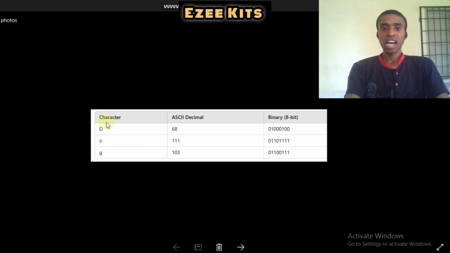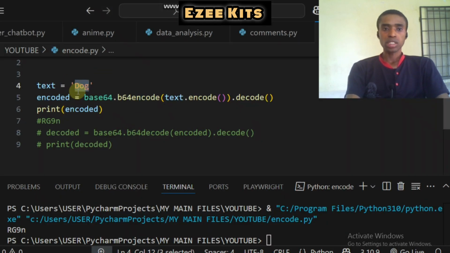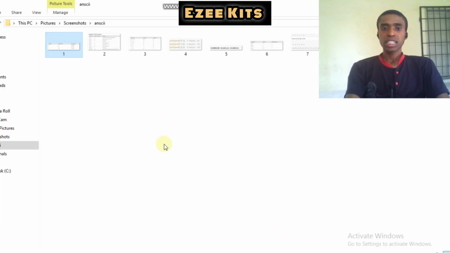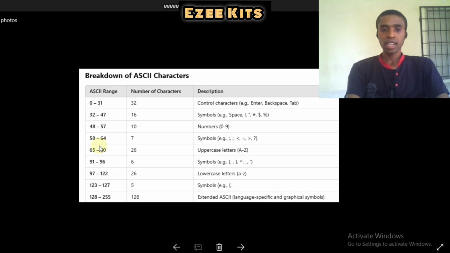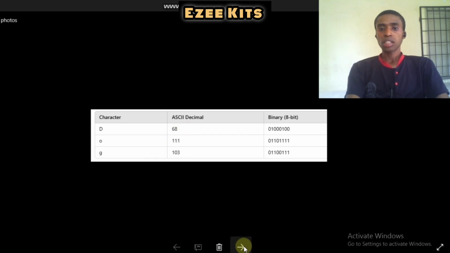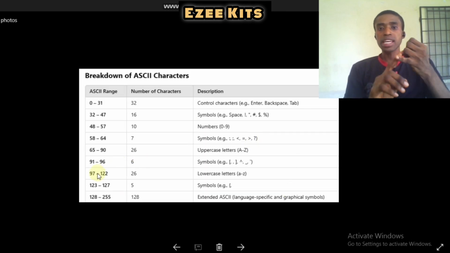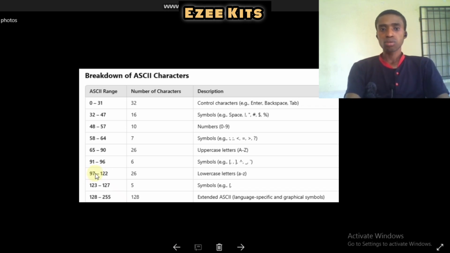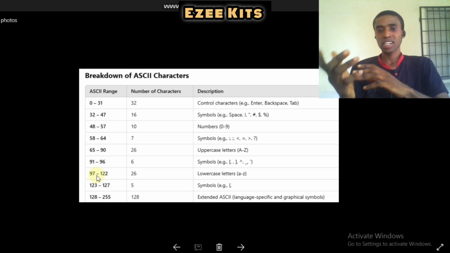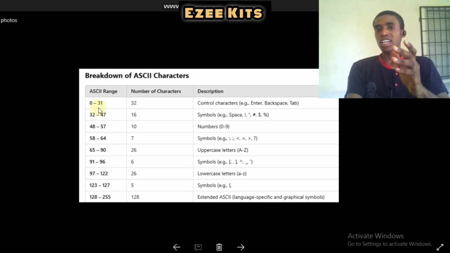And for the small letter o that we wrote here, how did it come to be? Using the image I used to explain, we go to lower case characters, A to Z, and what we got was 111. If we count A, B, C, D, E, F, G, H, I, J, K, L, M, N, O, that is 15. If we add 15 to the starting value, it gives us 112, and then subtracting 1, because the range starts from 0, it gives us 111.